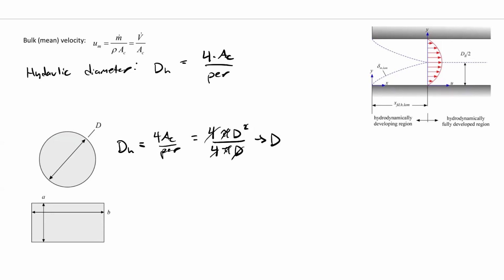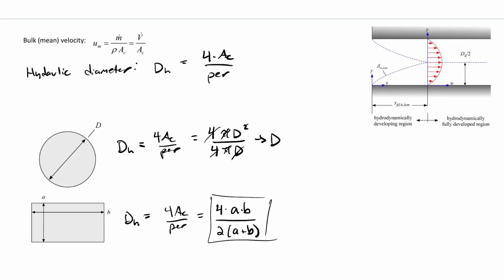For a rectangular shape, D_H is going to be 4 A_c over perimeter. So our cross-sectional area here is a times b, so 4 times a times b, and our perimeter is going to be 2 times (a plus b). This is as far as we can go in simplifying it, but that's the hydraulic diameter for a rectangle. It's going to be something between the longest leg of the rectangle and the actual radius at any point. It's this effective diameter that we use to characterize the flow.